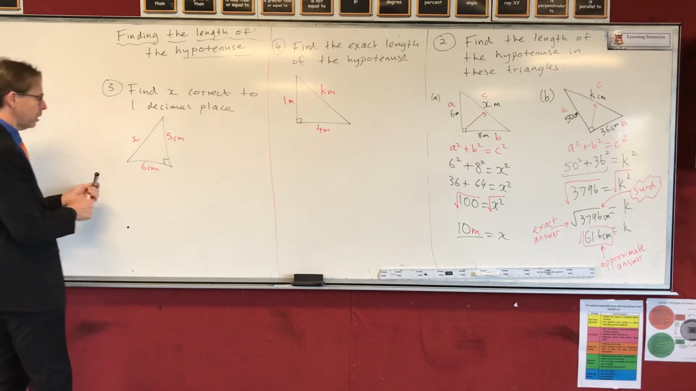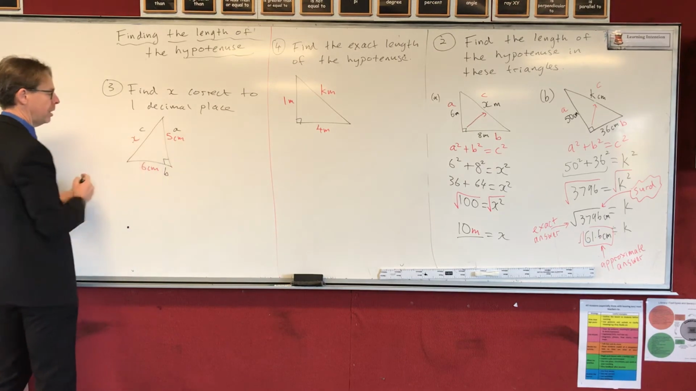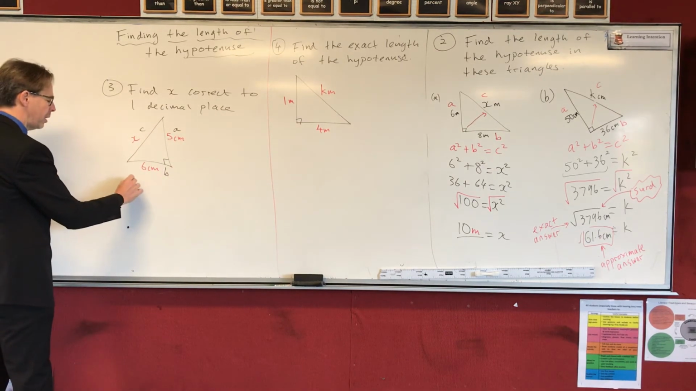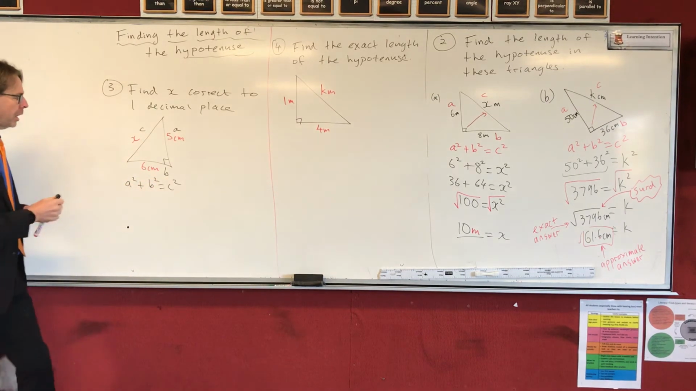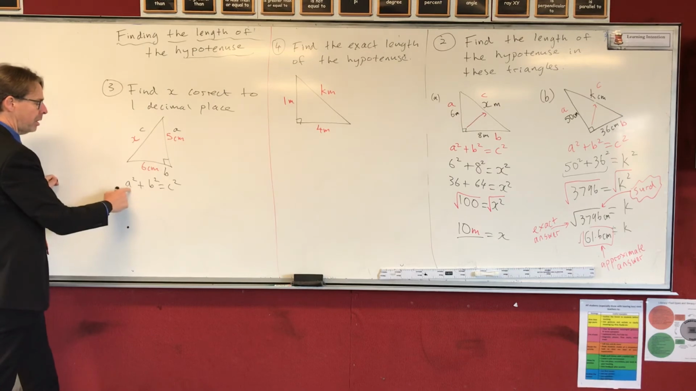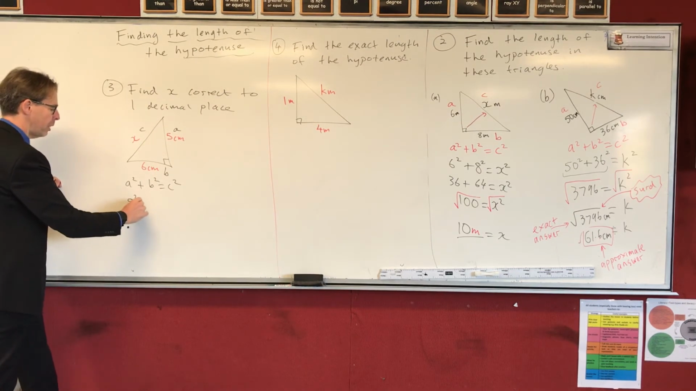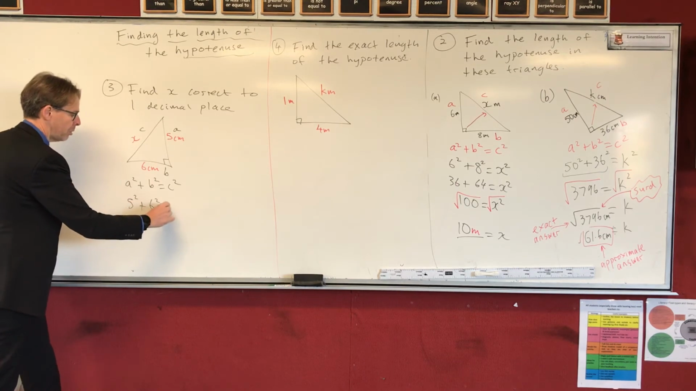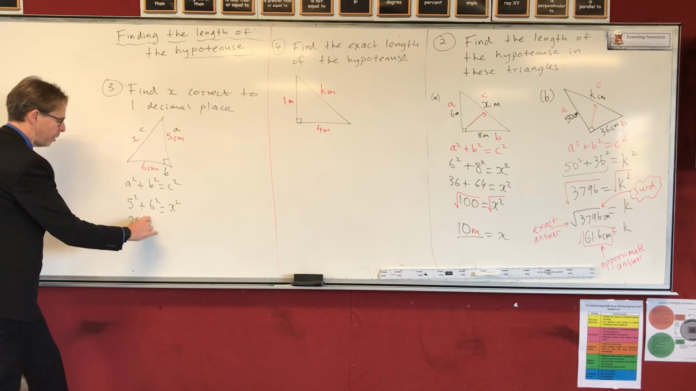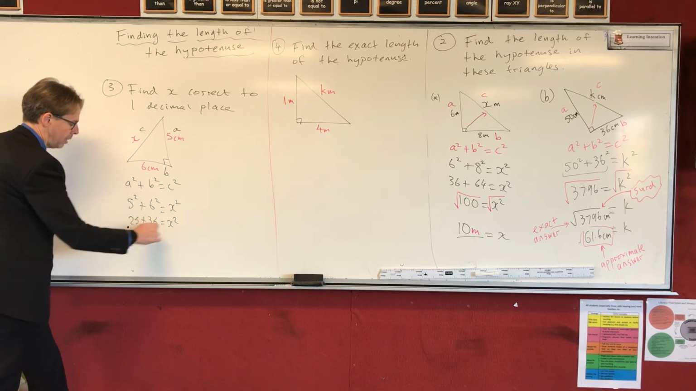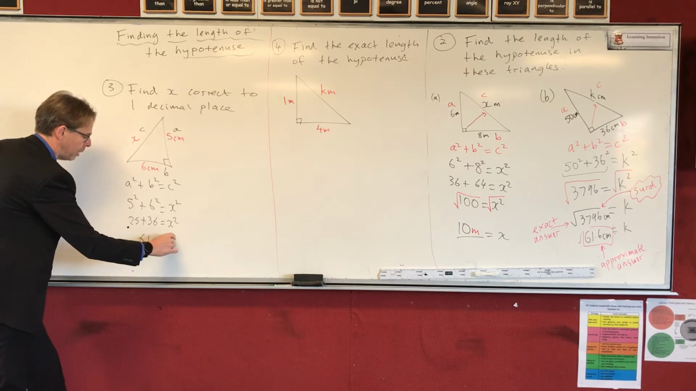Okay, so first thing to do, label the sides A, B and C. Right? Then write the formula down. A squared plus B squared equals C squared. Now replace the letters with the numbers. So A is 5, so you're going to get 5 squared plus 6 squared is equal to x squared. And add these up, so you're going to get 25 plus 36 equals x squared. 61 is equal to x squared.